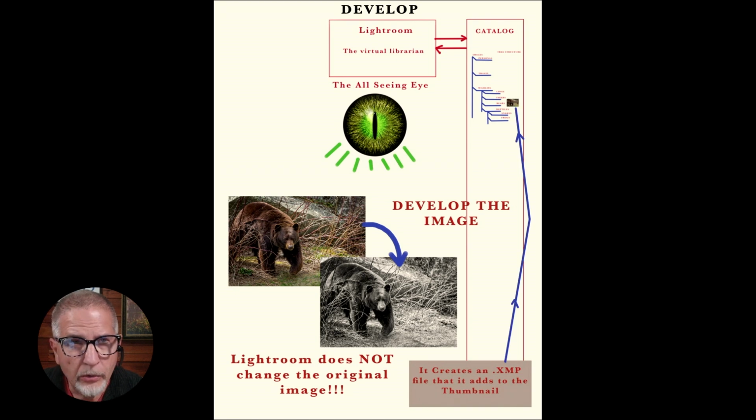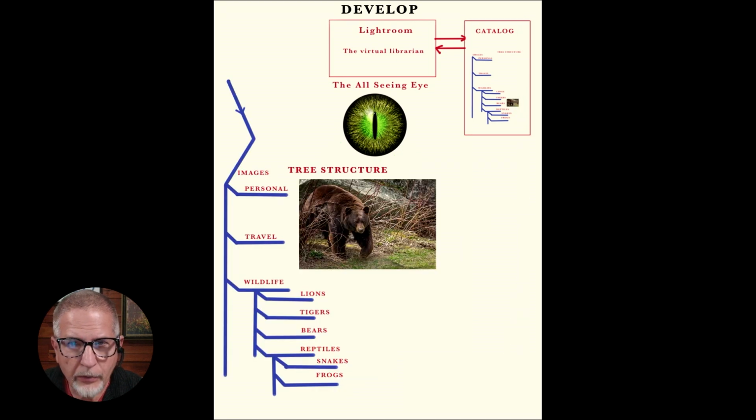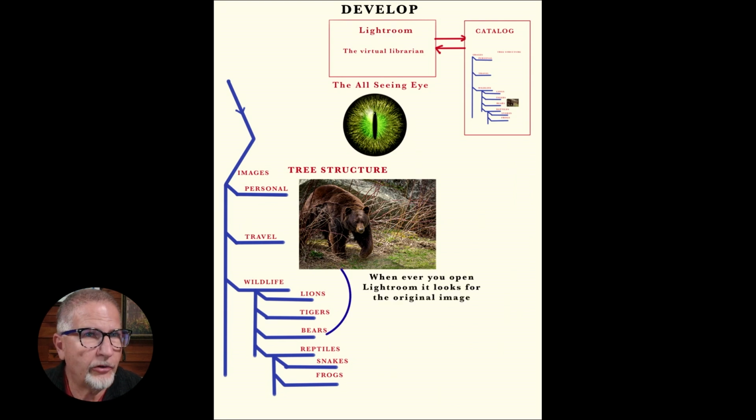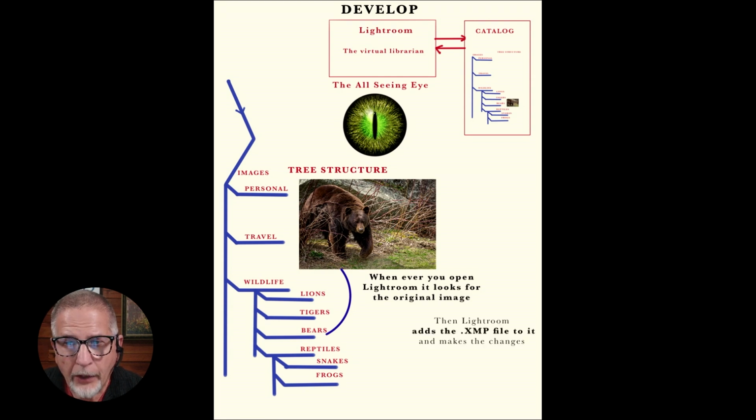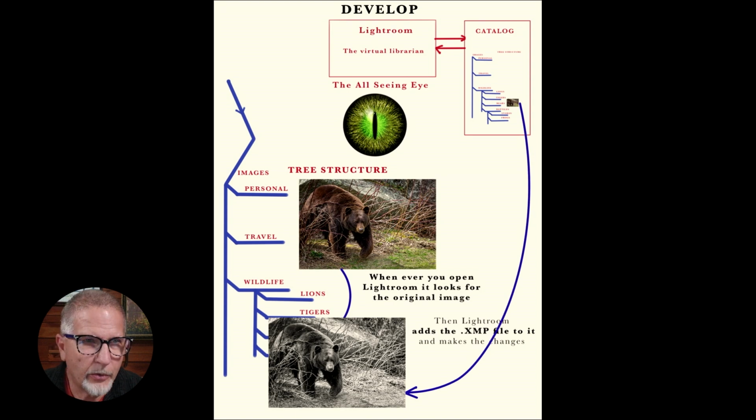So when you turn around and would like to take another look at that image, whenever you decide that you want to open that bear image in Lightroom, it will look at the bear image, say, hey, the bear image is stored on the hard drive over here under Images, Wildlife, Bears, show you the image, and then immediately apply the XMP edits to that image. And then once it has done that, it will show you the black and white image. Now understand, this happens in a fraction of a second.